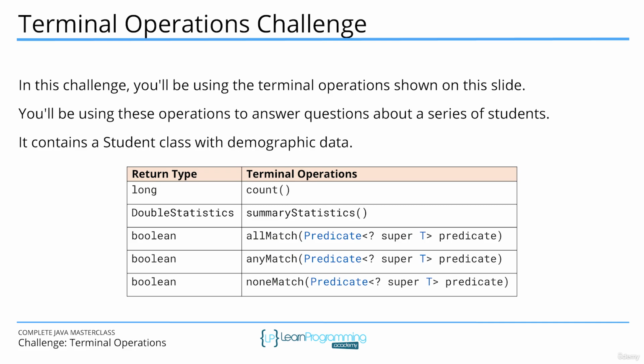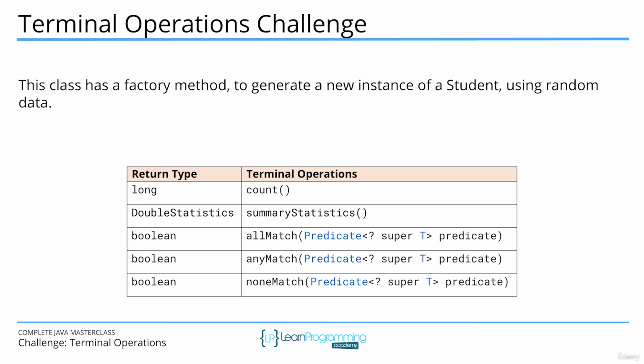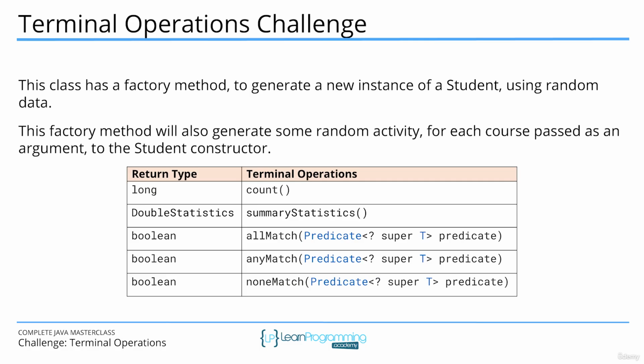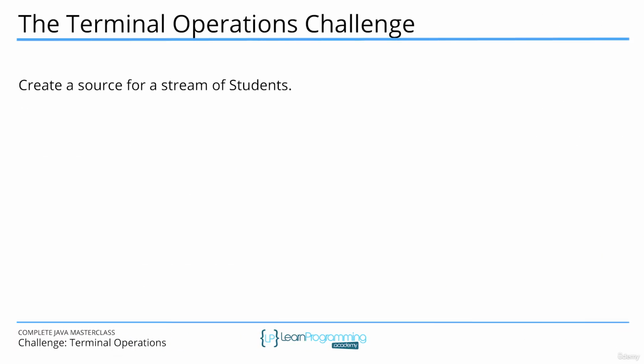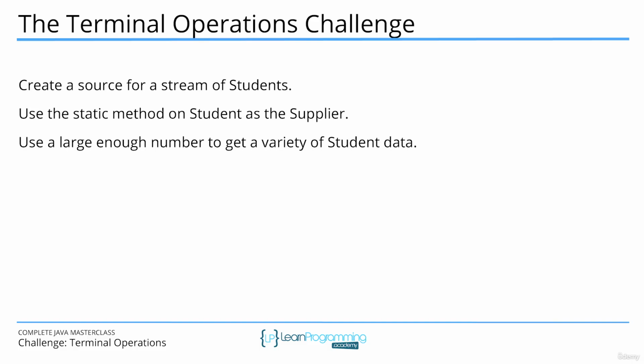It contains a student class with demographic data. This class has a factory method to generate a new instance of a student using random data. This factory method will also generate some random activity for each course passed as an argument to the student constructor. Your challenge is to create a source for a stream of students. Use the static method on student as the supplier. Use a large enough number to get a variety of student data, no less than 1,000 students for example.